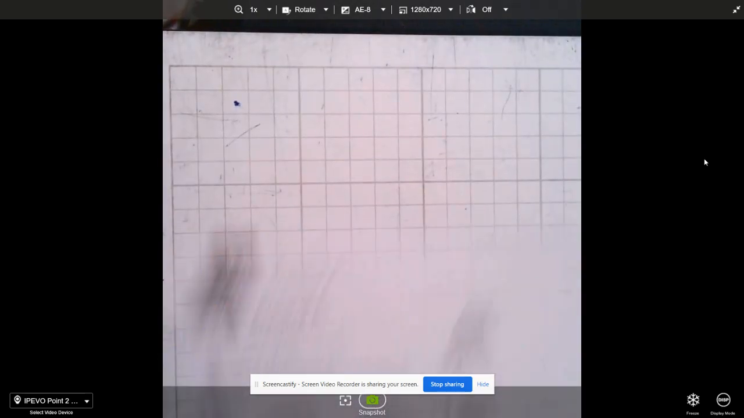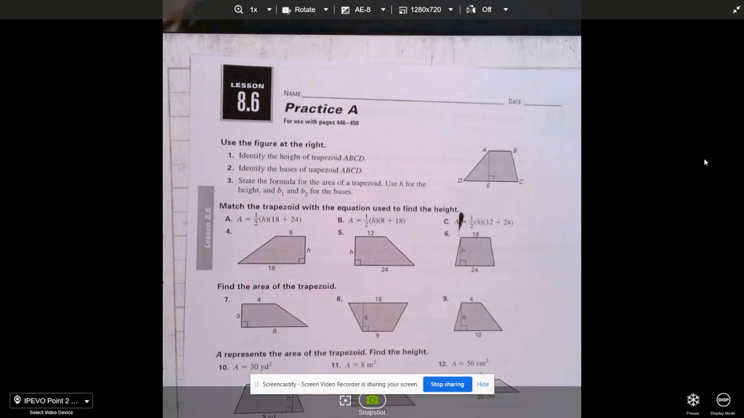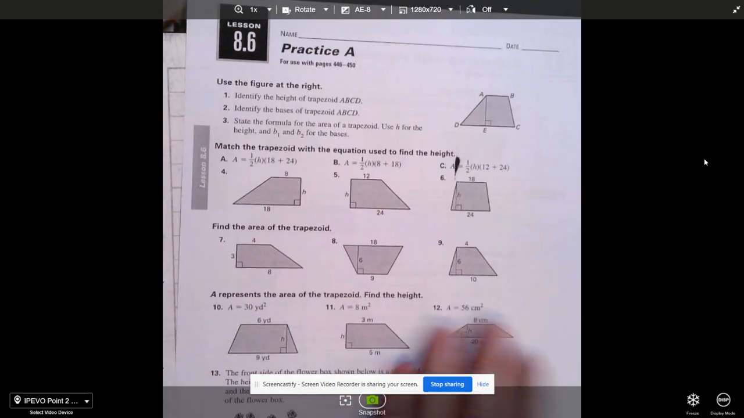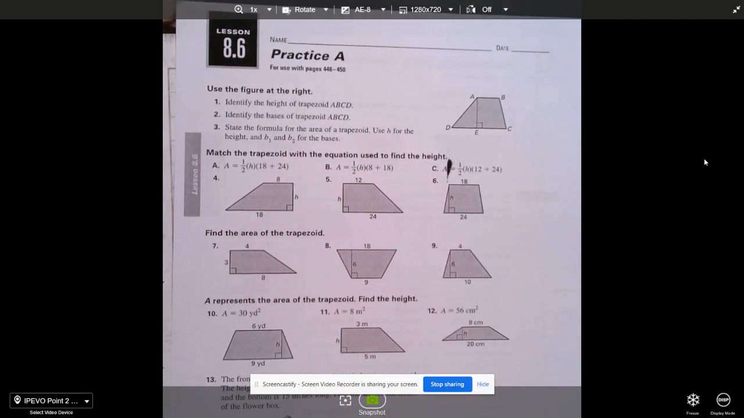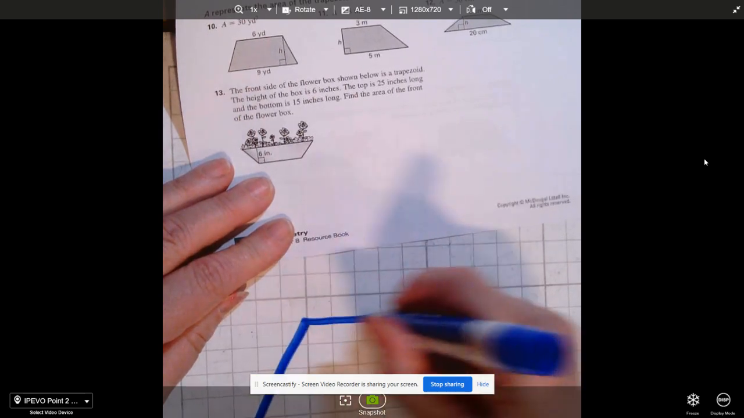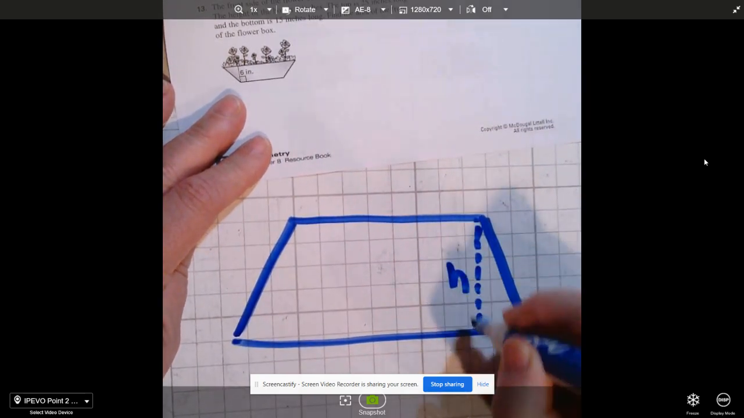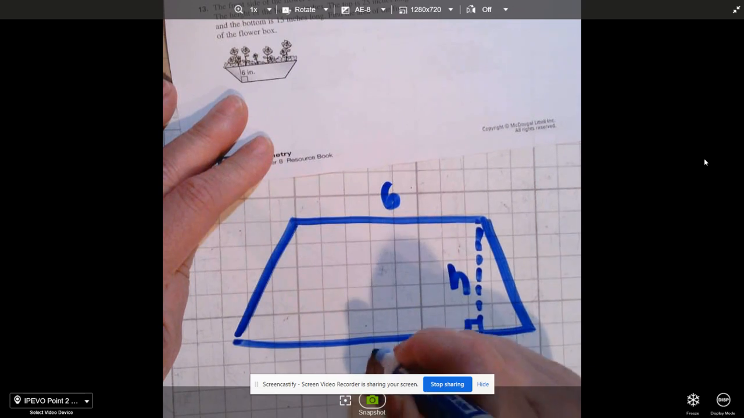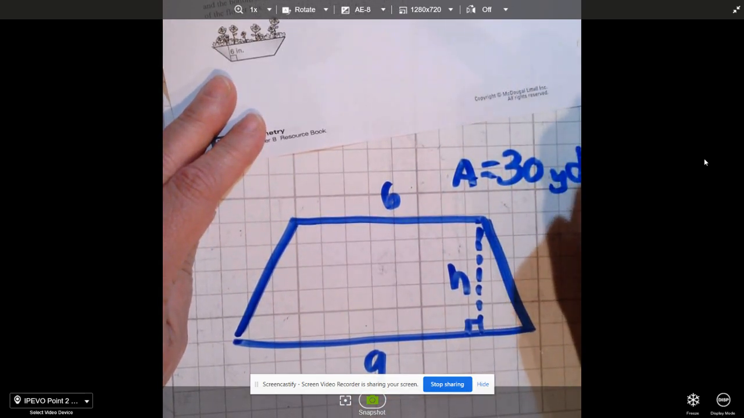Then you did a great job here on 7, 8, and 9, figuring out the area of the trapezoid perfectly. Did that great. And then it looks like you had a little trouble here on 10, 11, and 12. So let me go through one of those for you. So on number 10, it gives you this picture right here. It gives you a trapezoid. See if you can see that. There we go. And now it says this is H. And it tells you this is 6 and this is 9. And it tells you that the area is 30 square yards.